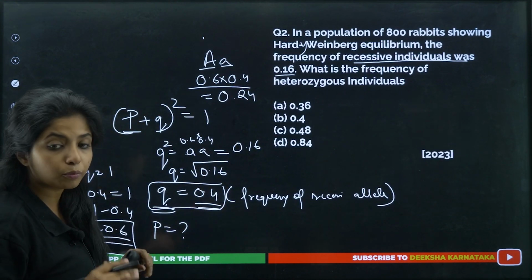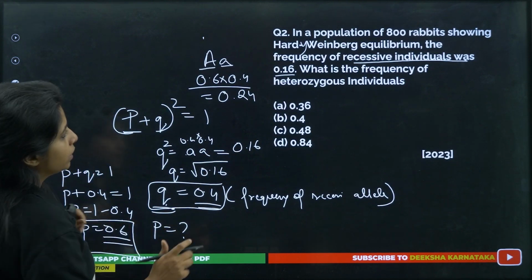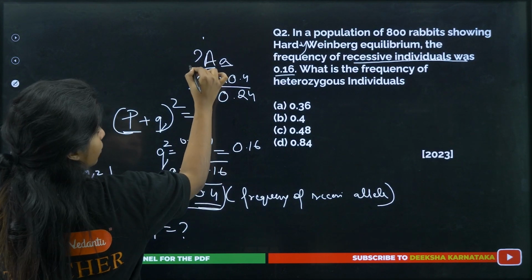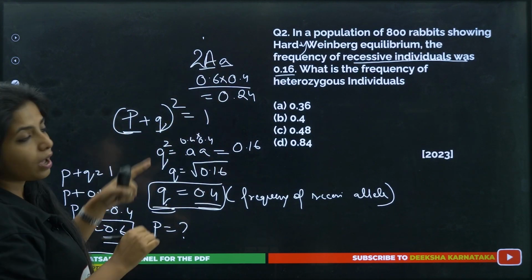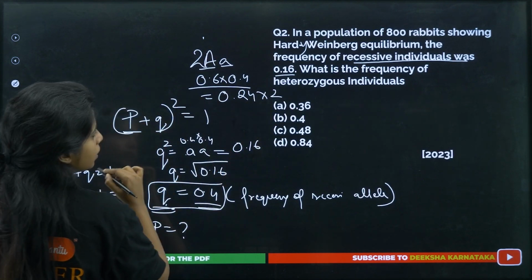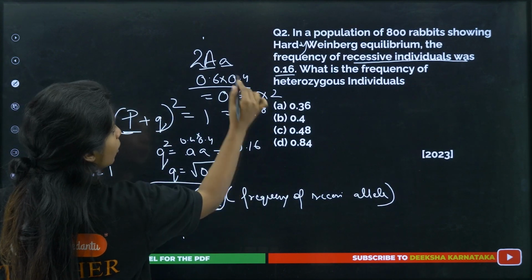Agree? 0.24. But is it? That's it? No. The frequency of heterozygous individuals is denoted by this, so you have to multiply it with a 2 also. So it becomes 0.48. How did we get this, ma'am?